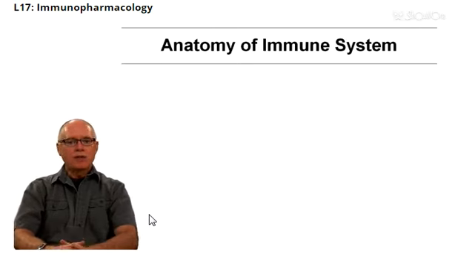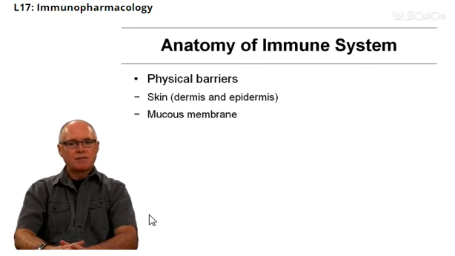So let's start off with a brief anatomy of the immune system and how it protects us against pathogens and infections. The most basic defense is the skin and mucous membranes, which separate the internal environment from the external environment and prevent the entry of microorganisms into the body. This provides a very non-specific protection.